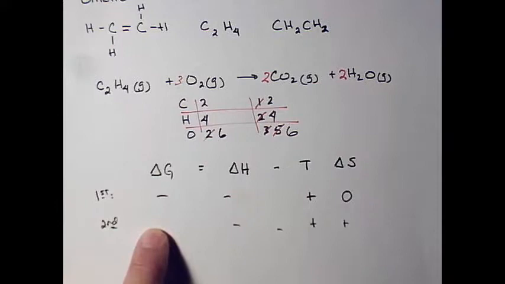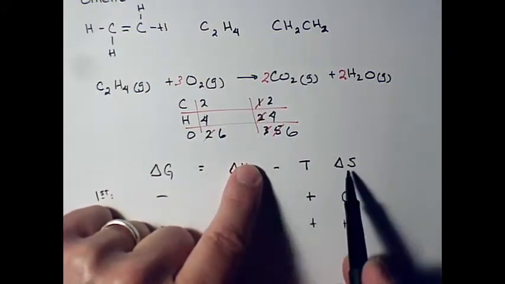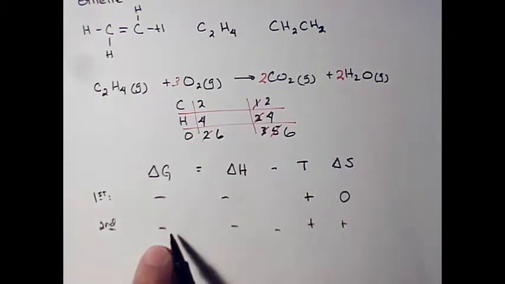What is delta G going to be? Still negative. This time this is positive, times that negative still makes this negative. So it's a negative plus a negative, delta G is going to be negative. Does that make sense to everybody? See what's going on?